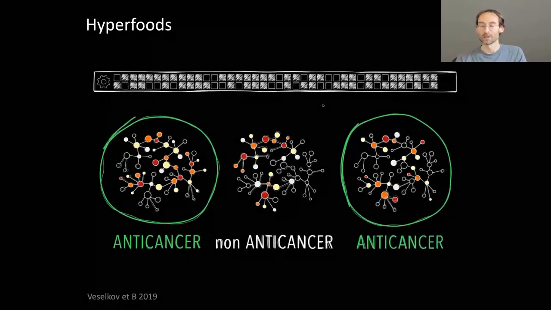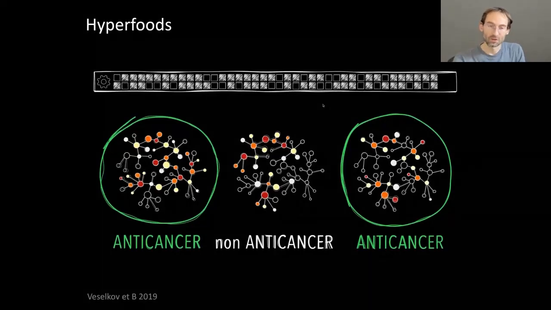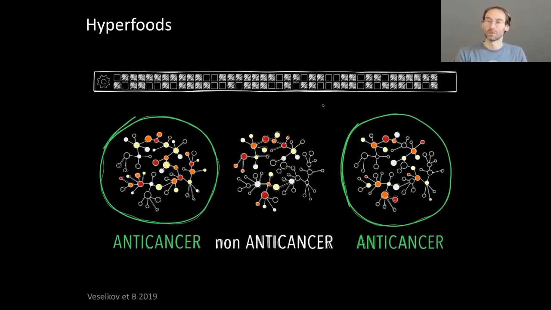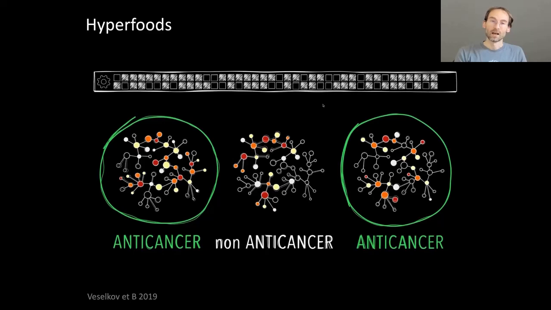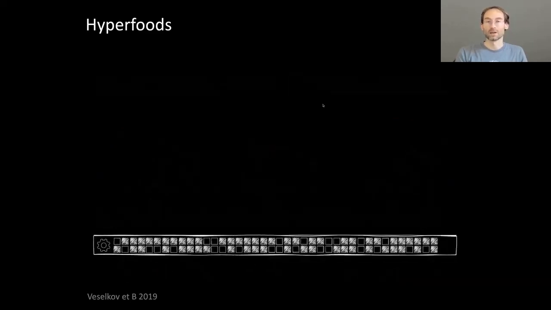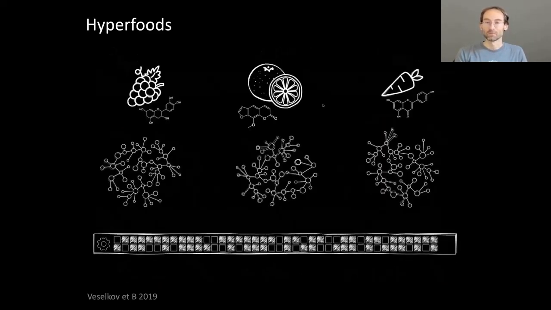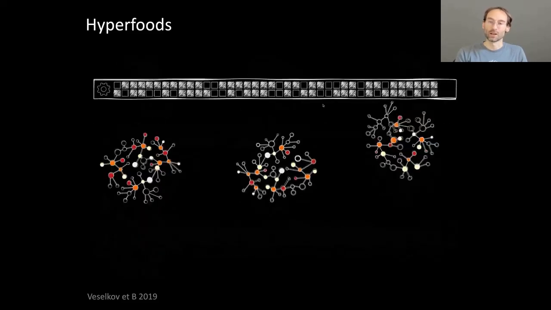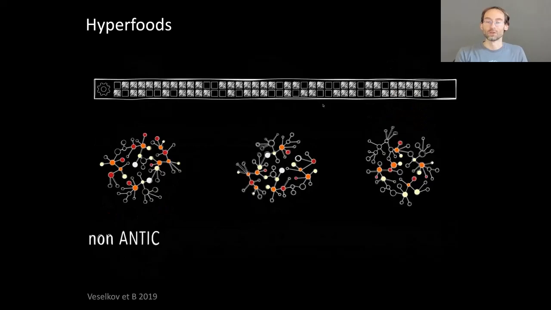And actually, it's not surprising, because we know that many plants contain drug molecules, and many immunotherapy or cancer therapy drugs are originally derived from natural substances. And there are many reasons why this is the case. Basically, using these methods, we were able to identify food ingredients that are rich with anti-cancer drug-like molecules. And we call this the food map.